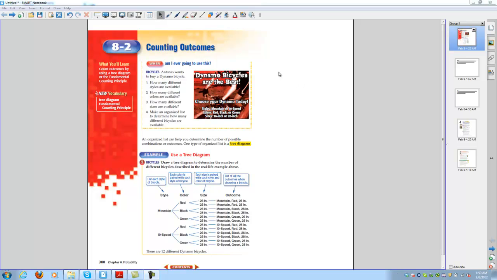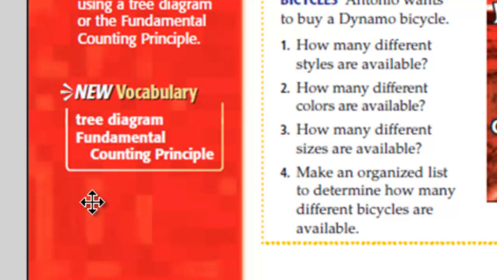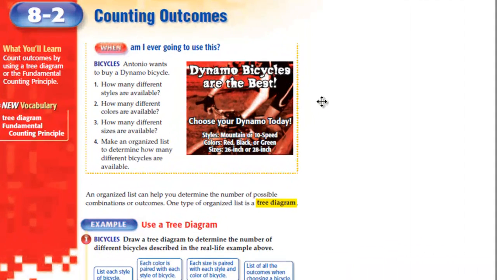Alright, section 8.2 today. 8.2 is about counting outcomes. So again, we want to focus on vocabulary for a second. We've got tree diagram and fundamental counting principle. Now, when are we going to ever use this?